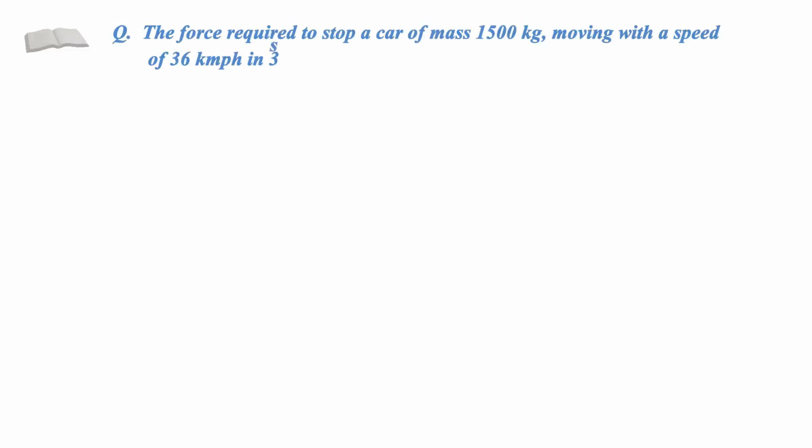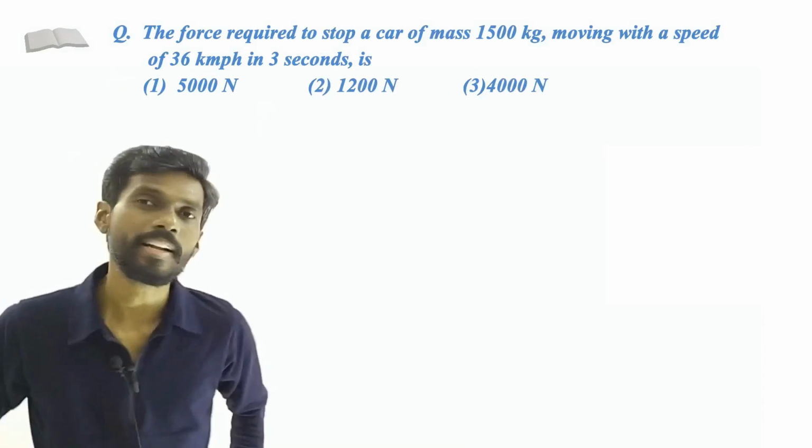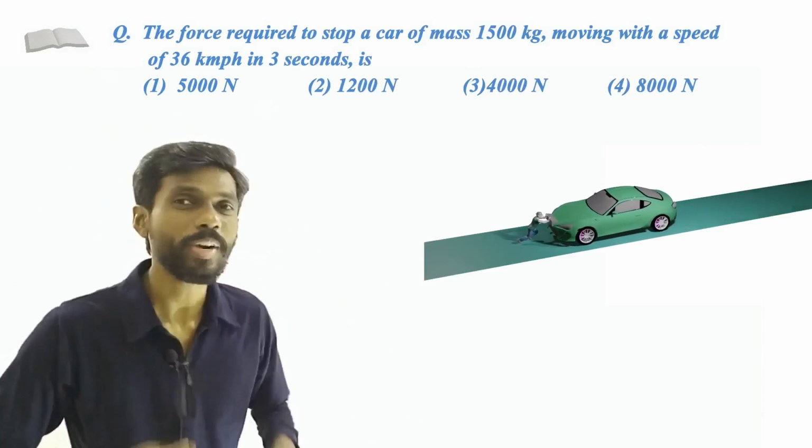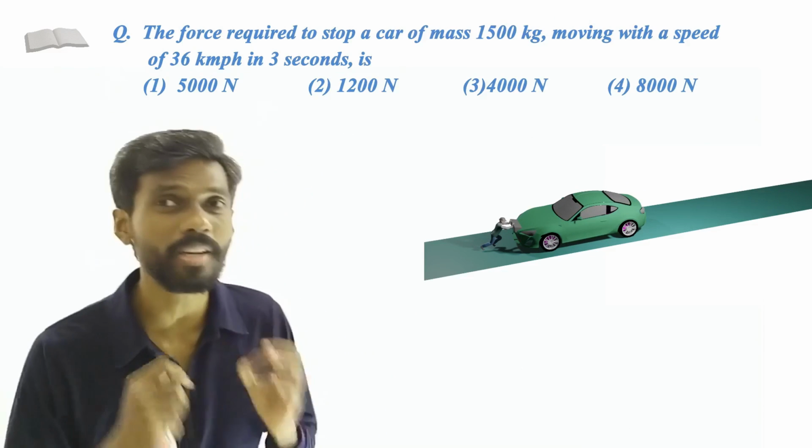The force required to stop a car of mass 1500 kg moving with the speed of 36 km per hour in 3 seconds is. Here a car is moving with the speed of 36 km per hour. Our Tintu is trying to stop the car. What is the amount of force applied by him to stop the car in 3 seconds?